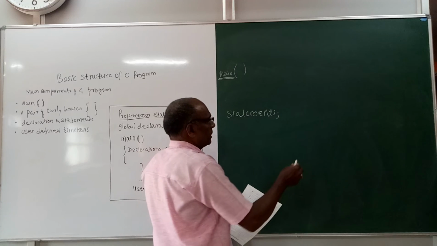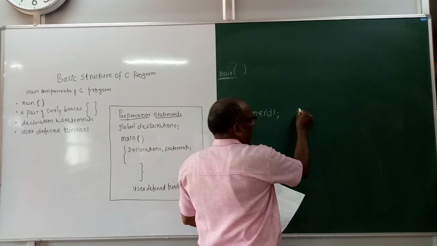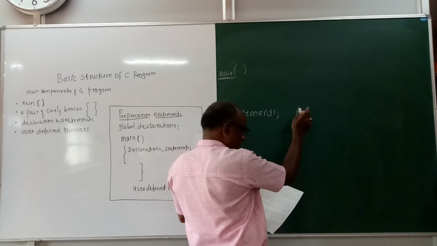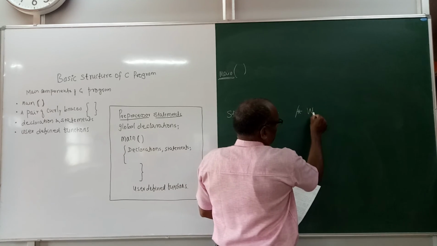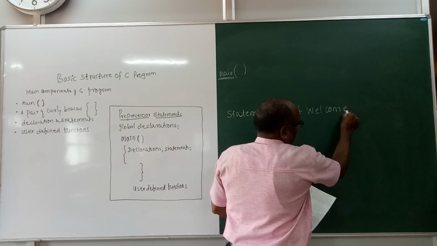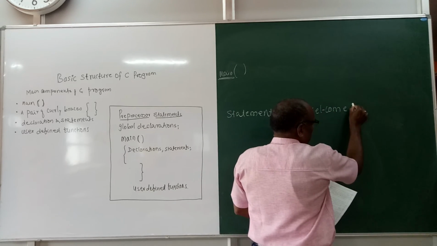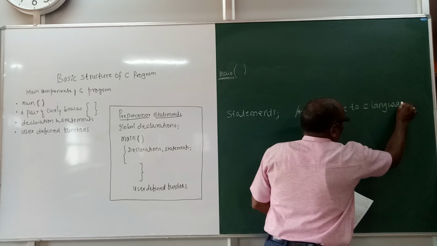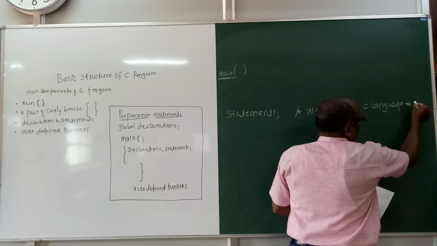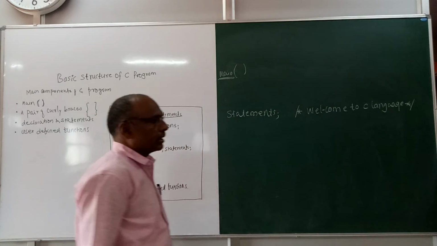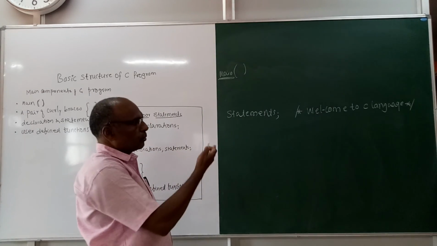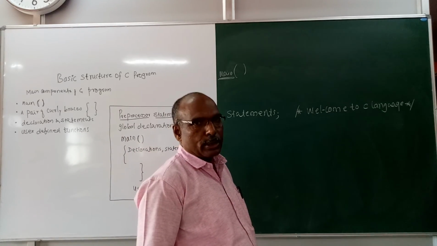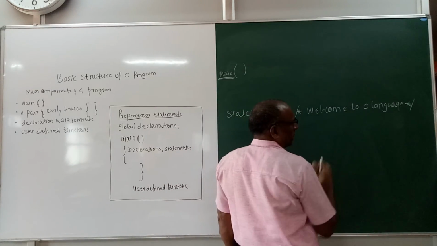A comment statement should be written with slash, then star. You have to write here, welcome to C language. I will complete this comment thus. Now this comment will not be compiled. It will be kept as it is without any compilation. Anything you can write as a comment here.